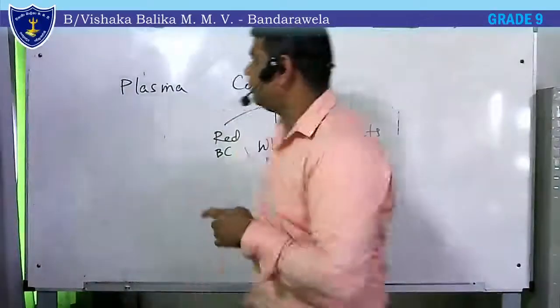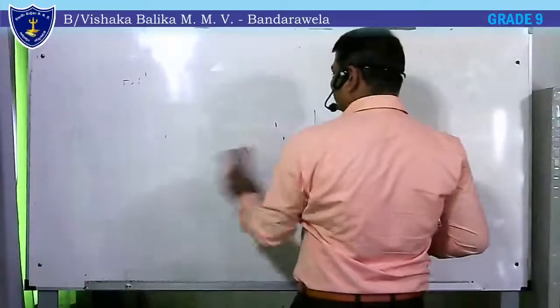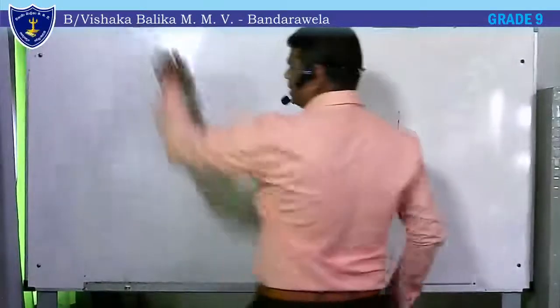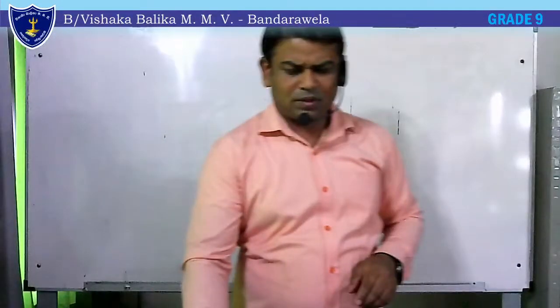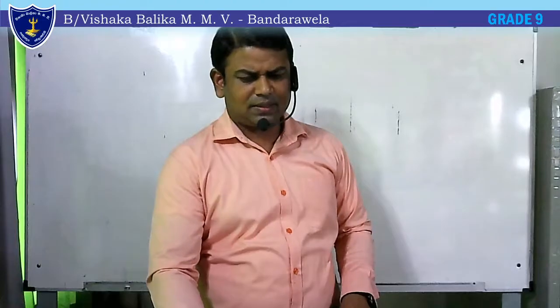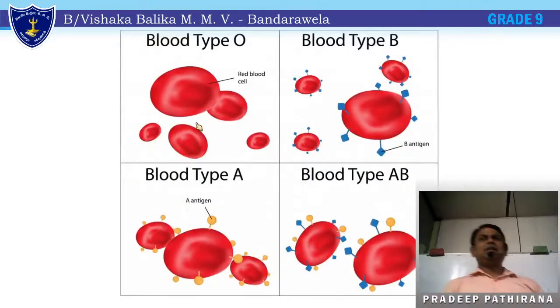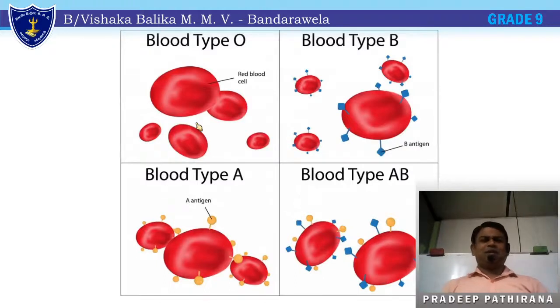Now we will learn about the blood groups. Let's learn the first 4 blood groups. Look at this image. One minute please, till I find that. Right. So this image shows the types of antigens present and also the types of blood.